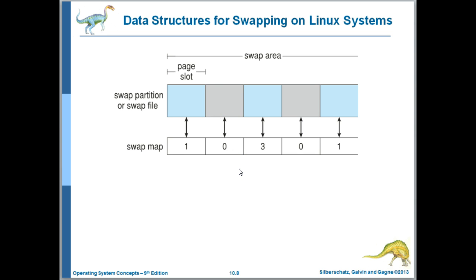A non-zero swap map entry indicates the number of processes that are using that page slot. So here, for instance, 3 processes are using this particular page slot, which implies that they're sharing memory.